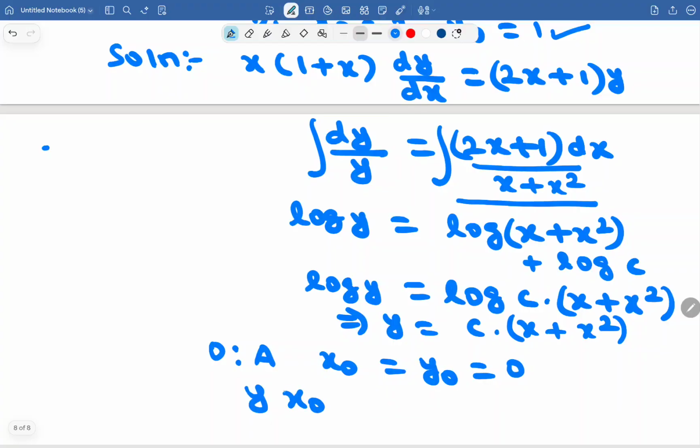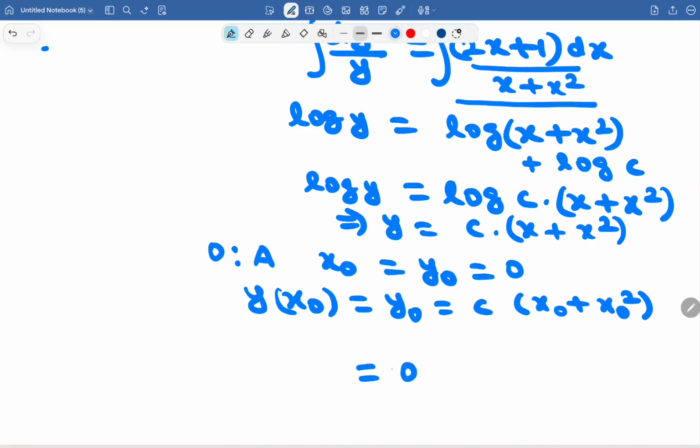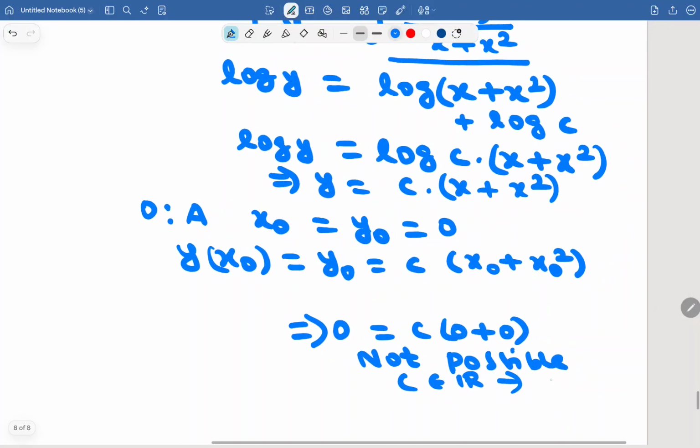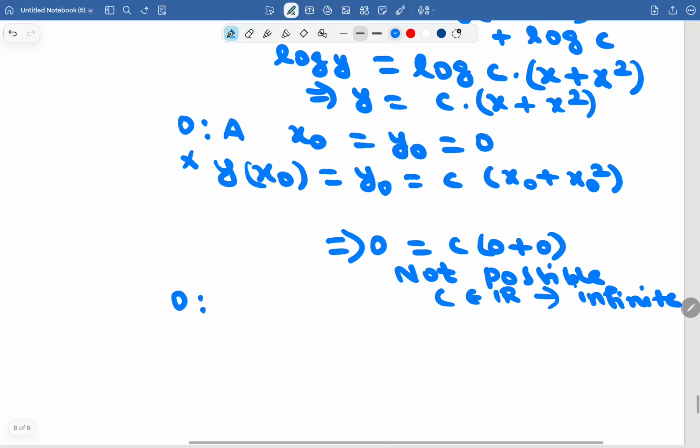Y of x naught, which is equal to y naught, is equal to c into x naught square, which is equal to c into 0 plus 0. This is not possible since c belongs to R, which is infinite. Option A is the wrong option. Option B.